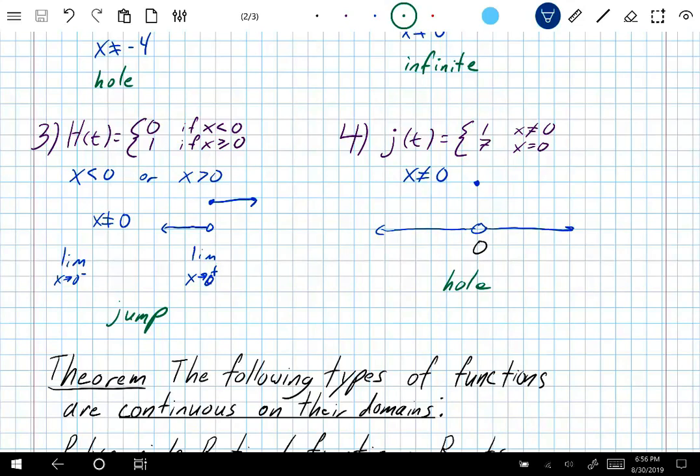If a function is continuous and you want to find a limit, you can just plug in. Not only that, we've got a nice list of functions that are continuous that are going to really make your life a lot easier. So you're welcome. Here's this fun theorem. The following types of functions are continuous on their domains. Are you ready for this list?